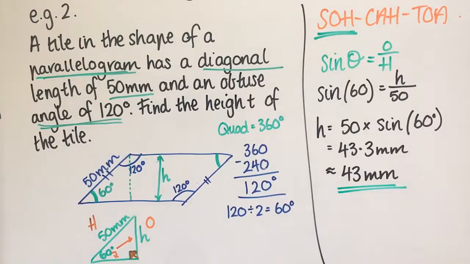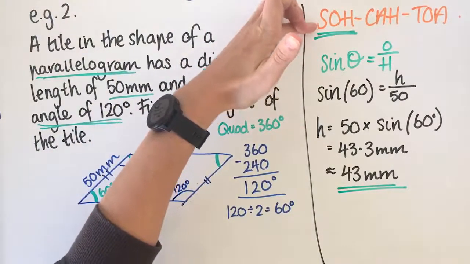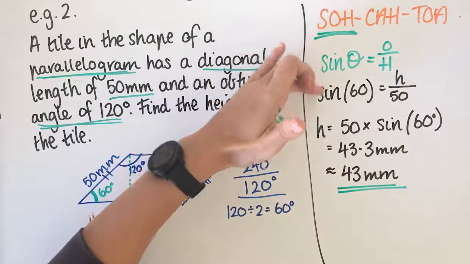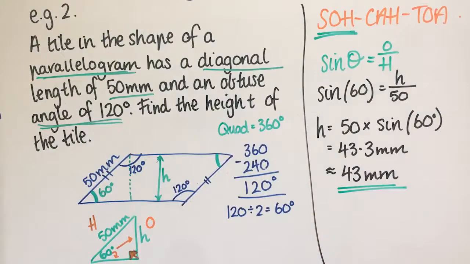So again, what we did was we selected our key information, we drew a labeled diagram, came up with a strategy, chose the right ratio, substituted, rearranged and solved, and rounded if we needed to find our solution.